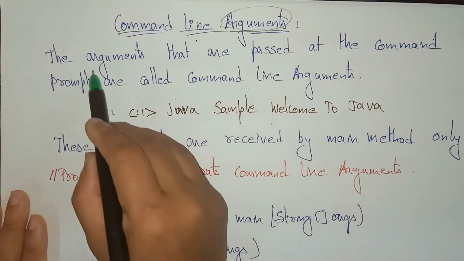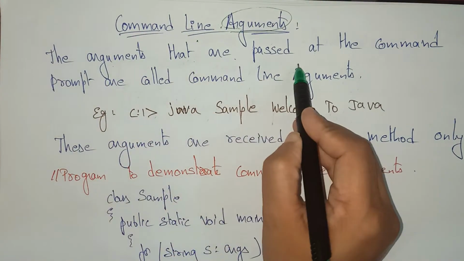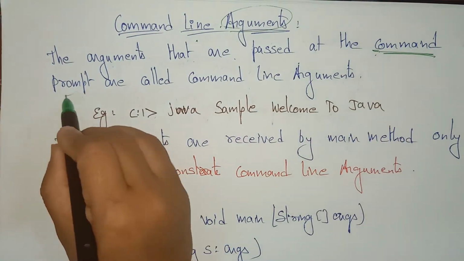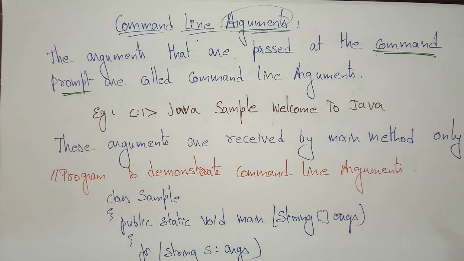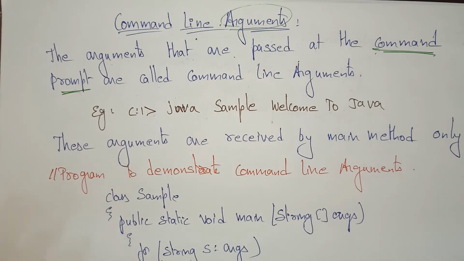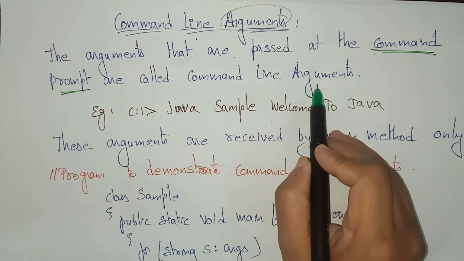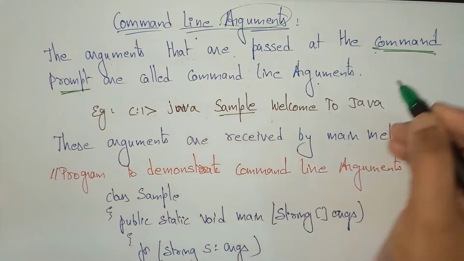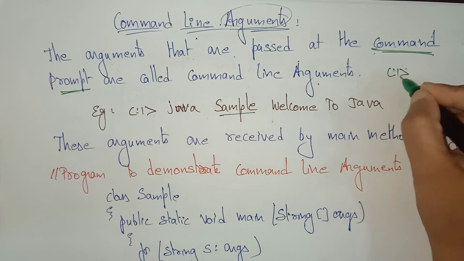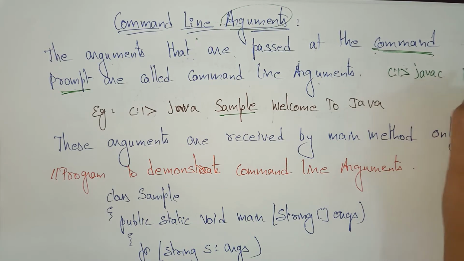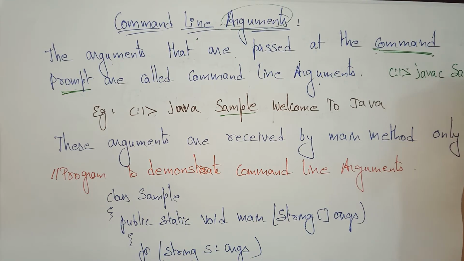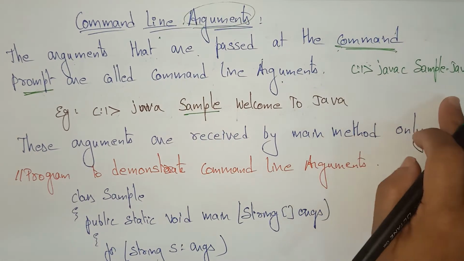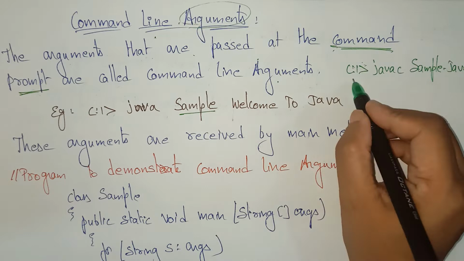Command line arguments are the arguments that are passed at the command prompt. The arguments given at the command prompt are called command line arguments. First you try to execute. Suppose Sample is my program. In the command prompt, type javac sample.java. So first compile the program, and after compilation, you have to execute it.